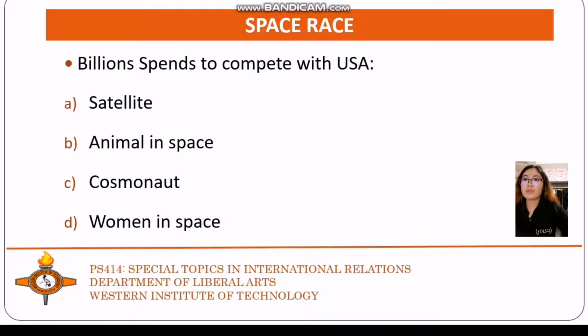Next is cosmonaut. So this is where a real person enters and navigates the rockets flying out to space. And lastly, women in space. So Valentina Tereshkova, the Soviet cosmonaut, was the first woman to travel into space. So these competitions between the two nations manifest extreme tension. This is all just for which of them will be hailed as superior between them.